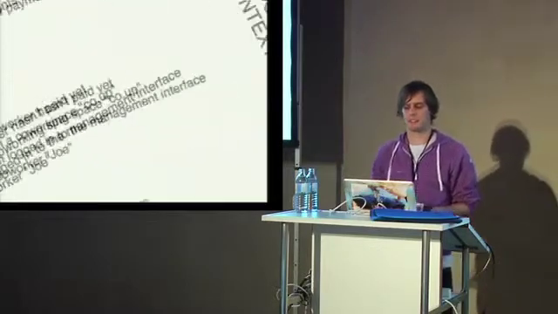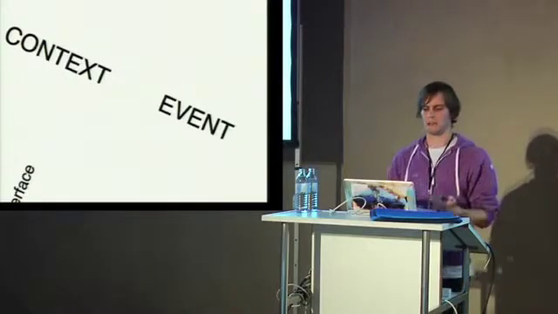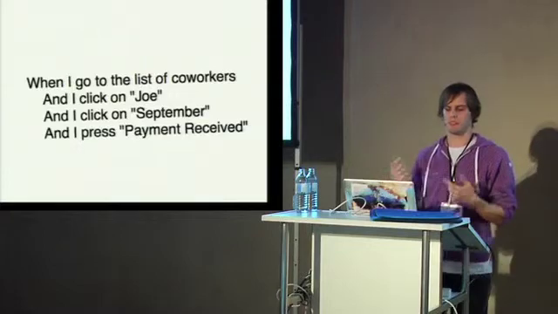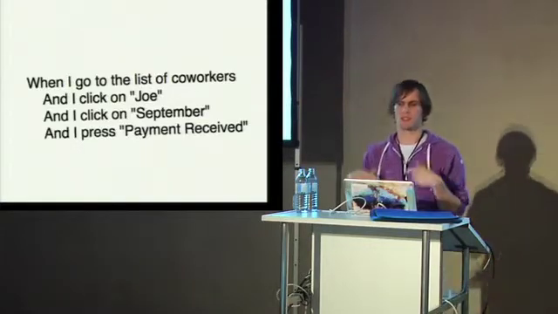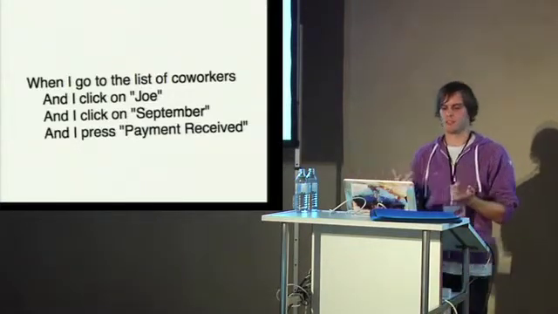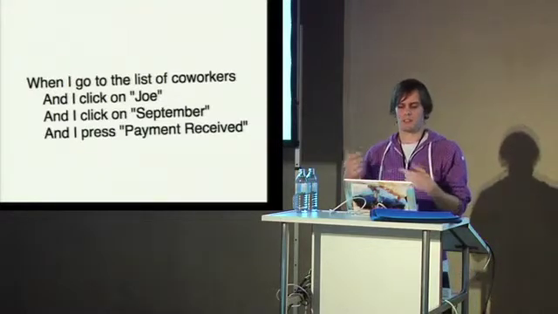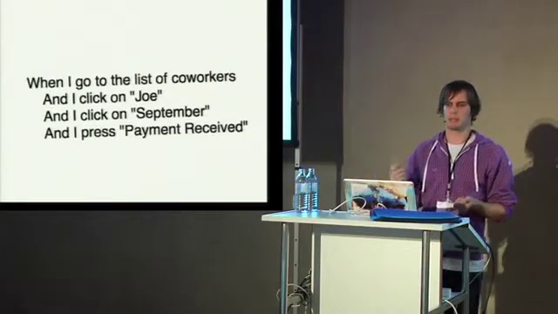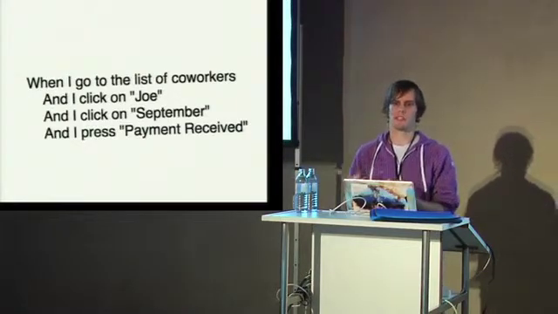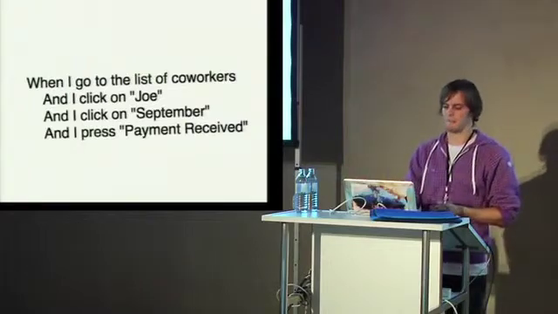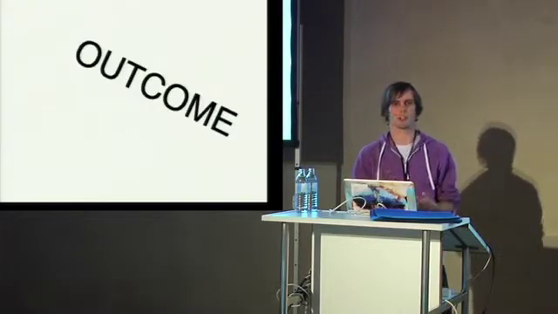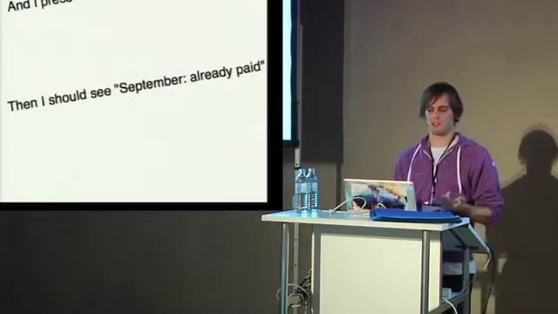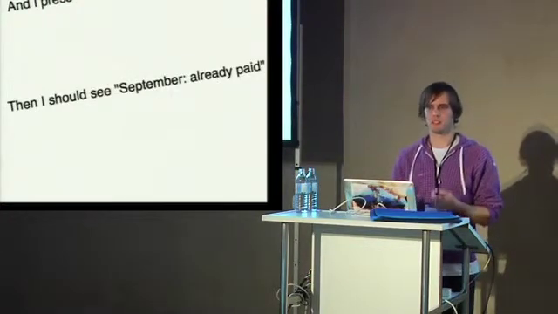And next, I'm going to need some event. So what happens? And that looks like this. So I say, okay, there's a page or a list of coworkers somewhere. So I go to that list, and I click on Joe's name, and then I click on the current month, which in this case is September, and I press payment received. That's what I want the interaction with the software to be, right? And then at last, I want some outcome. In this case, as soon as I press that button, the page should say, okay, now he's paid me, everything's cool.